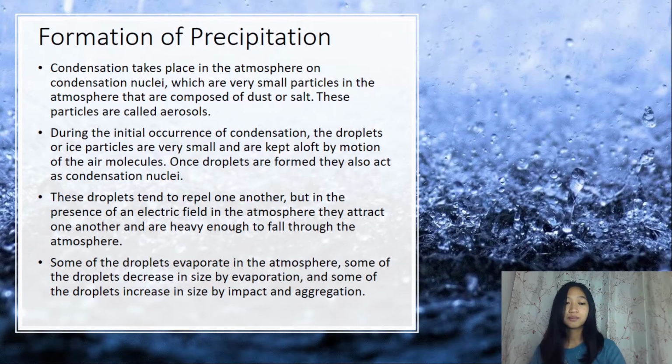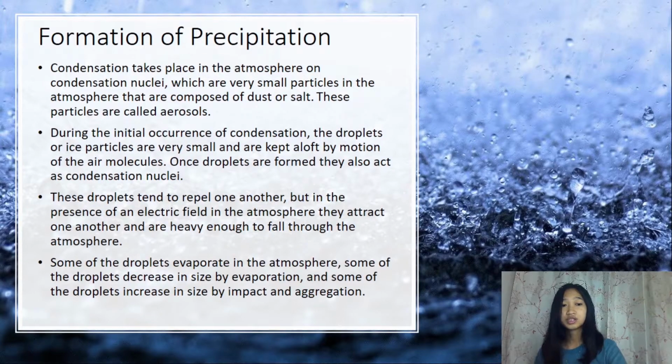So the first subtopic is the formation of precipitation. It is where condensation takes place in the atmosphere, with condensation nuclei, which are very small particles in the atmosphere composed of dust or salt. These particles are called aerosols. When the process of condensation occurs in the presence of condensation nuclei, the other particles will join together and get bigger and bigger.